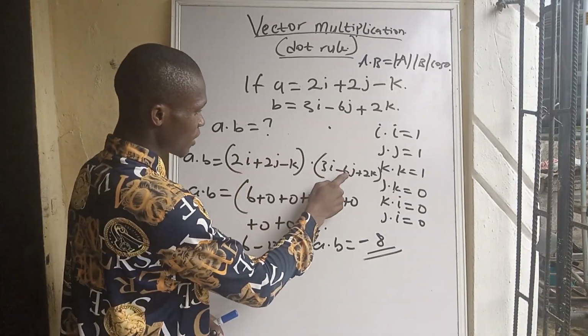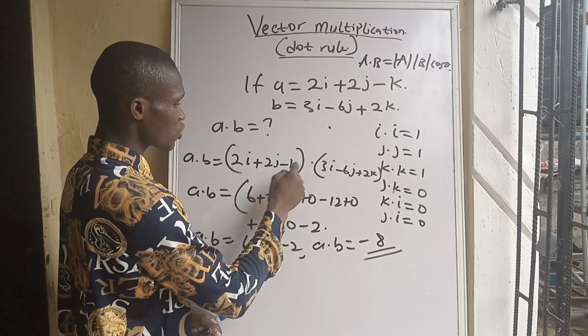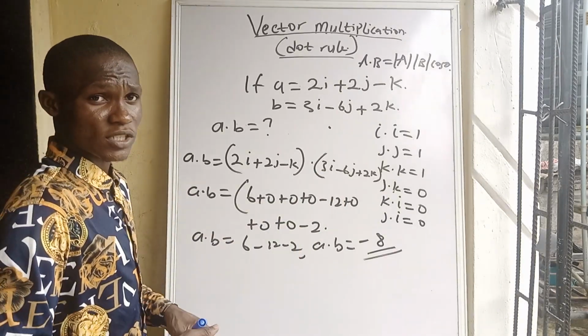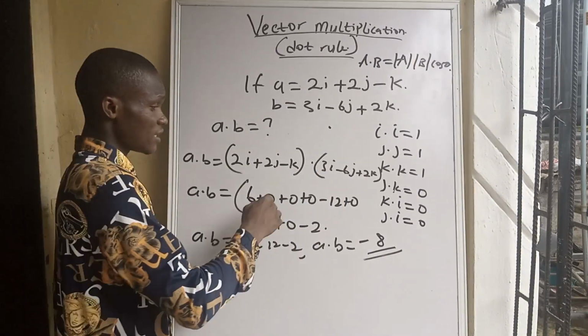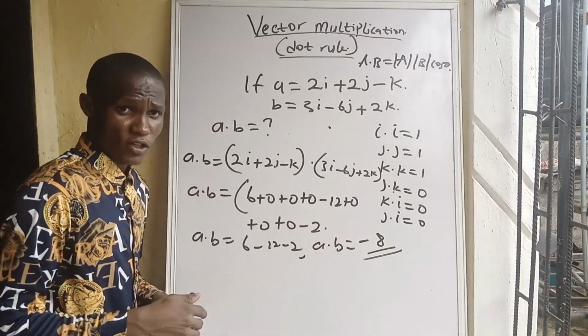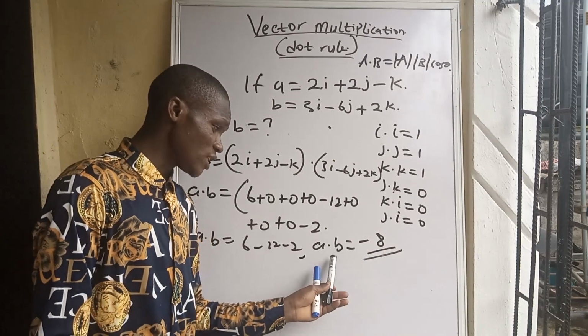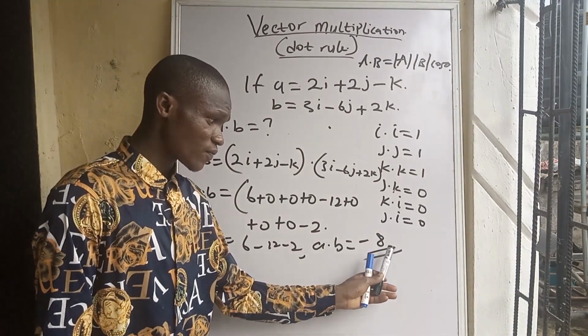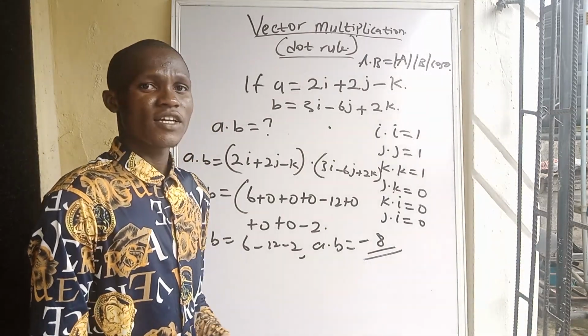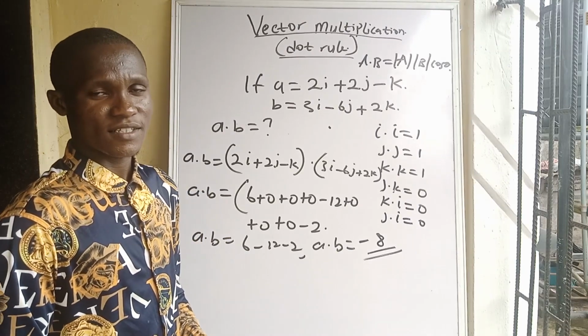Okay. If we just apply this straight way, this multiplied with this is going to give us 6. Then this multiplied with this is going to give us minus 12. Minus 12 plus 6 is going to give us minus 6. Okay. Then this multiplied with this is going to give us minus 2. Minus 6 minus 2 is going to give us minus 8. So your a dot b is equal to minus 8.